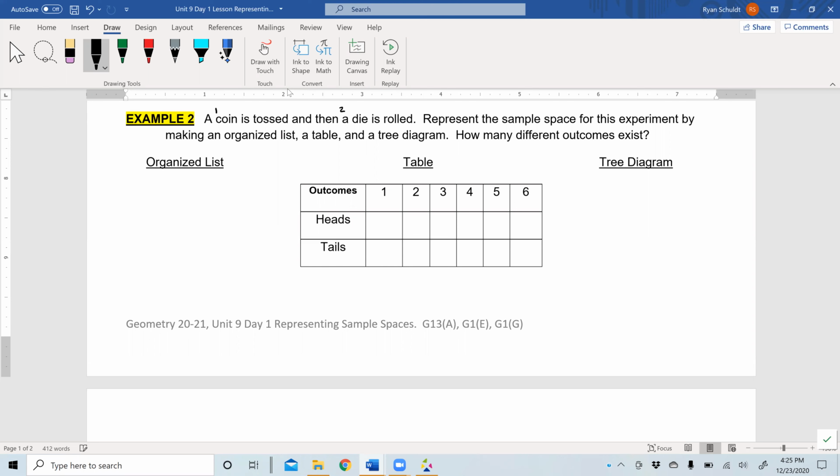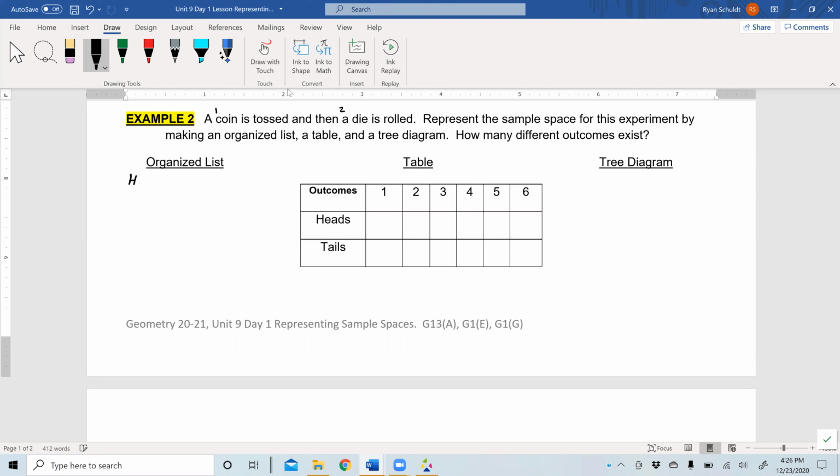Okay, well, let's see. What can happen if you toss a coin? Well, you get heads or you get tails. Simple enough. What about if you roll a die? You can get a 1, 2, 3, 4, 5, or 6. So what we have to do here is list all those out.